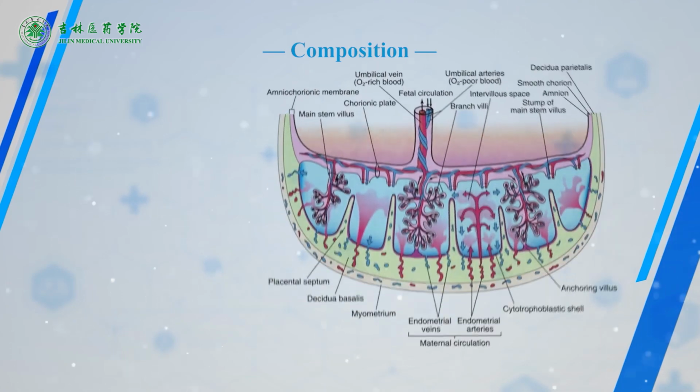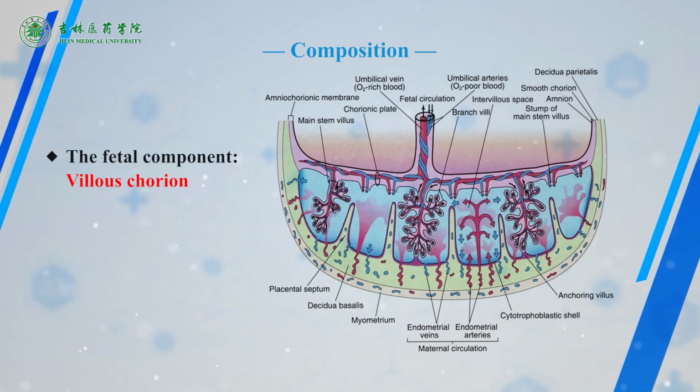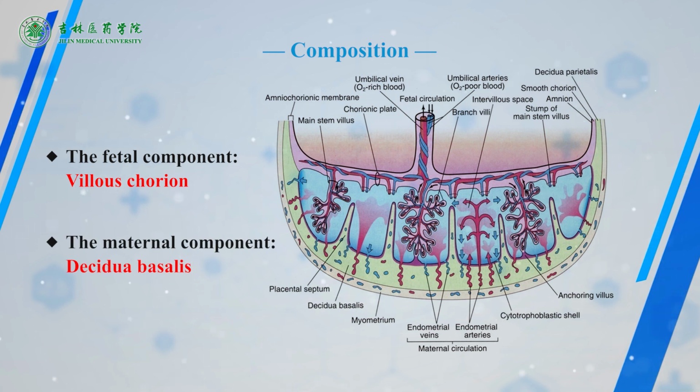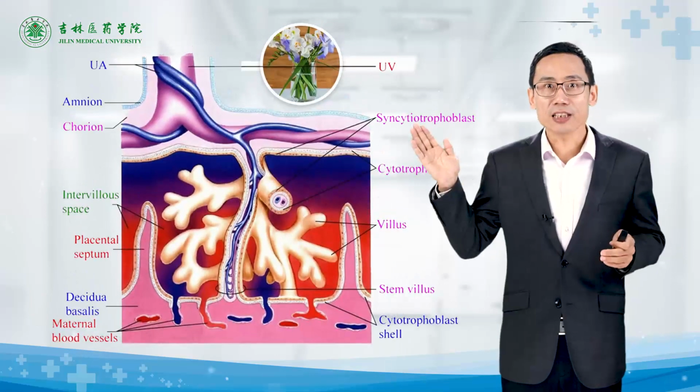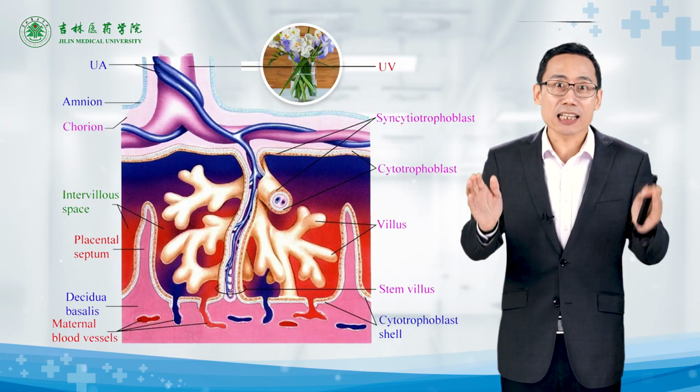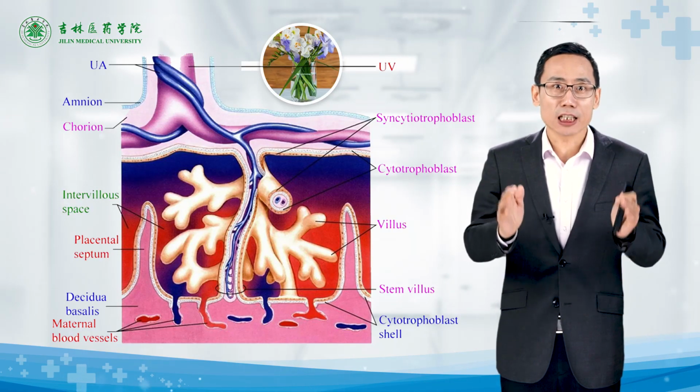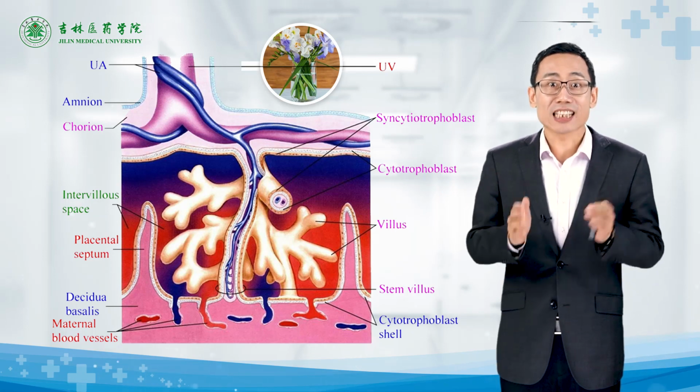The placenta has two components, the villus chorion and the decidua basalis. In the vertical section of the placenta, the connective tissue of the chorion is seen on the amnion, and the branches of the umbilical blood vessels run along it. There are 40 to 60 villi in the chorionic plate and many small villi in the stem villus. In this picture, you can see that the end of the stem villus is fixed to the decidua by the cytotrophoblast shell.